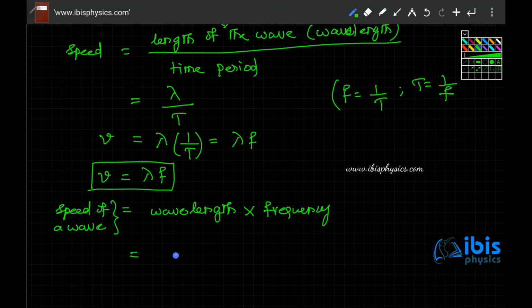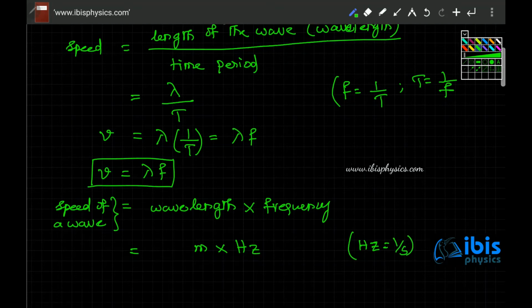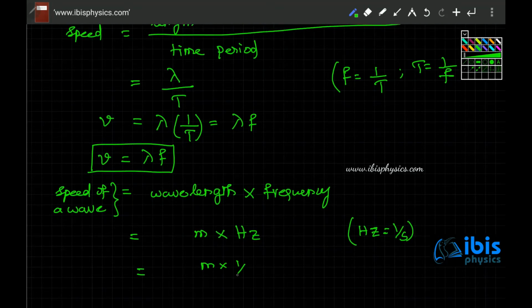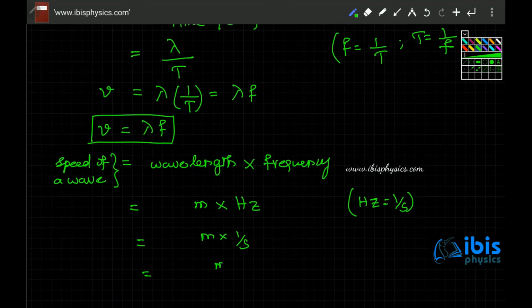Wavelength should be in meters, multiplied by frequency in hertz. But we already know that hertz is 1 by second, so hertz can be replaced by 1 by second. So it is meter per second. We know that the unit of speed or velocity is meter per second. By multiplying wavelength and frequency, we still get meter per second. Hence, it agrees dimensionally, that is, unit-wise it is in agreement. So we derived it, and we just checked that unit-wise it is okay.